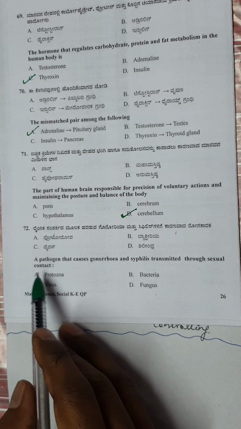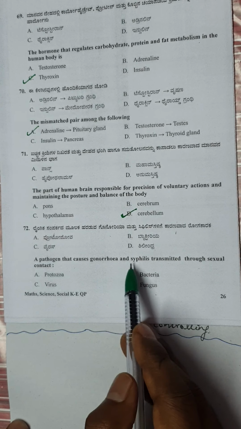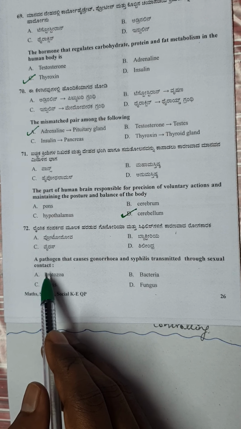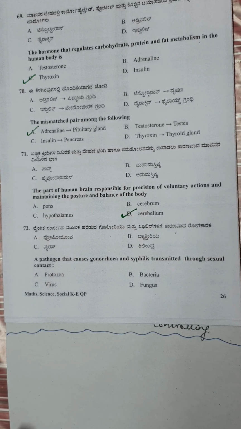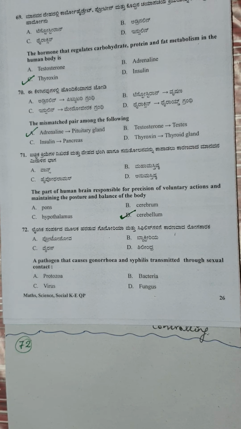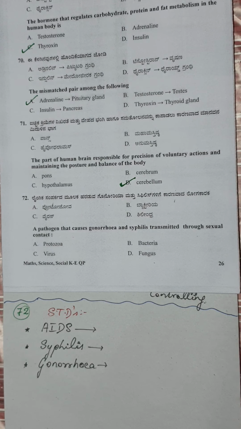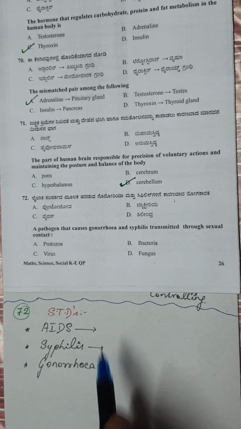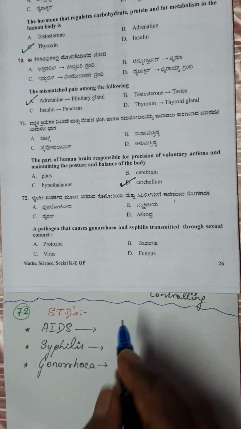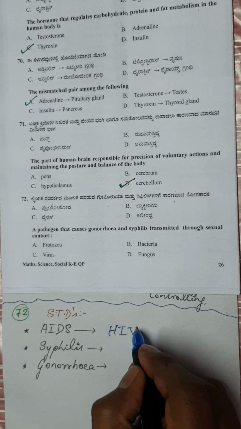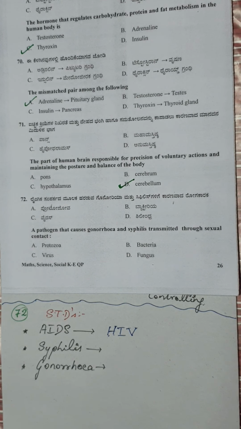So question number 72, a pathogen that causes gonorrhea and syphilis transmitted through sexual contact. I think in our textbook, we have discussed about 3 STDs. STD means sexually transmitted diseases. So which are those? We know it is AIDS, syphilis, and gonorrhea. So the question is about the pathogen that causes gonorrhea and syphilis. Coming to sexually transmitted diseases, we definitely know AIDS is caused by a virus called HIV. So what causes AIDS? It is HIV, which is nothing but human immunodeficiency virus.